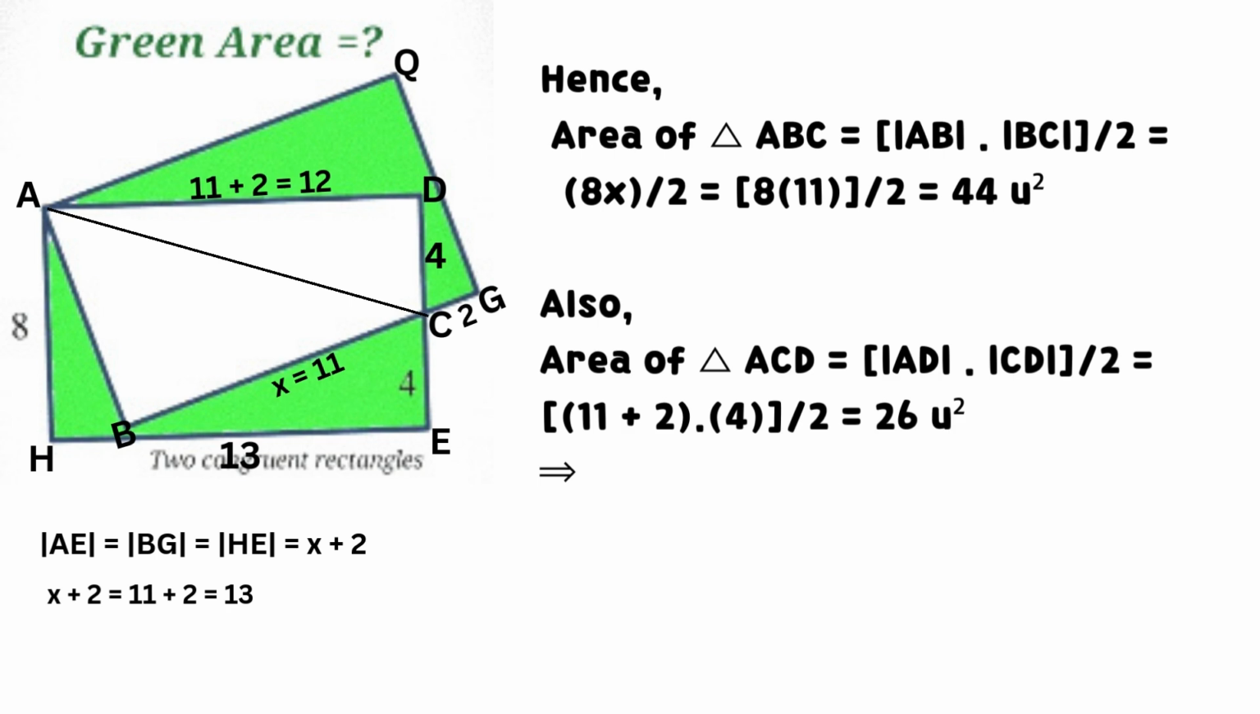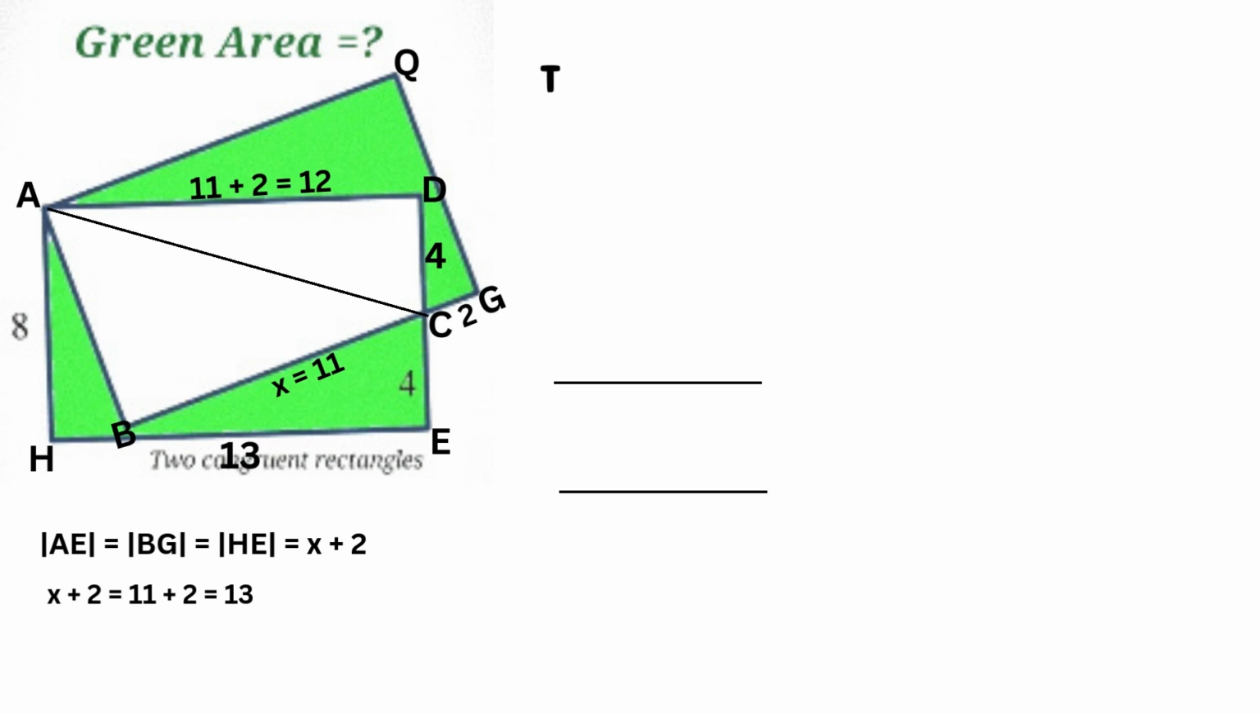Also, area of triangle ACD equals half the product of line AD and line CD, which equals half the product of 4 and the sum of 11 and 2. The result equals 26 in square units.